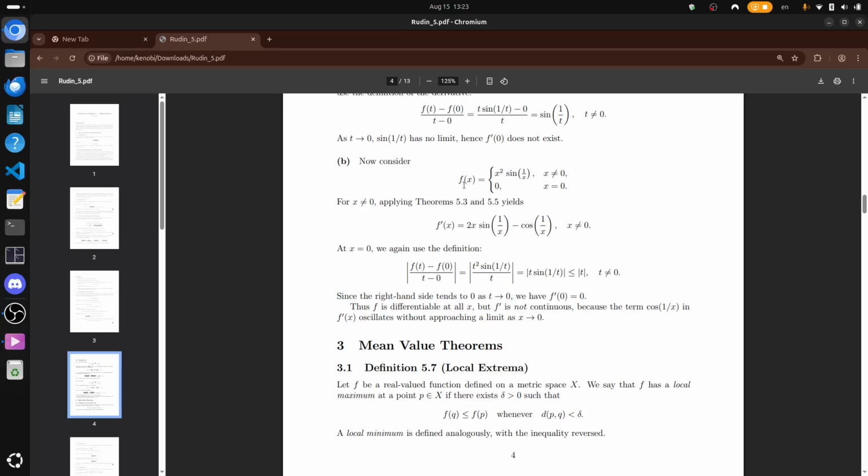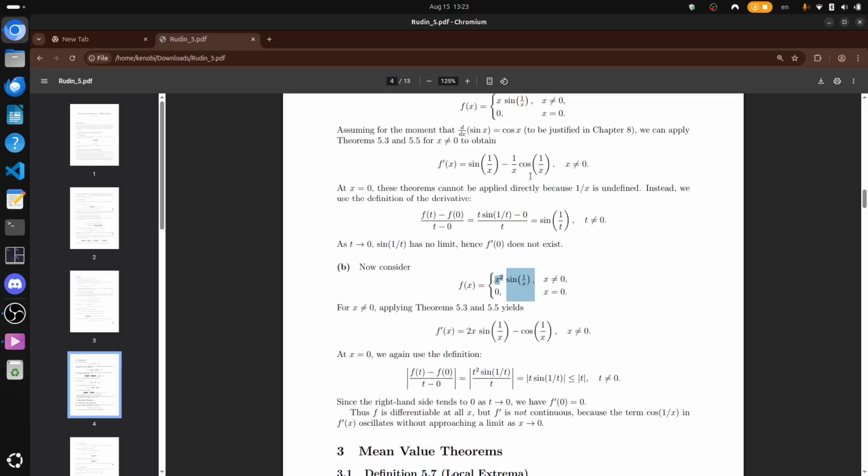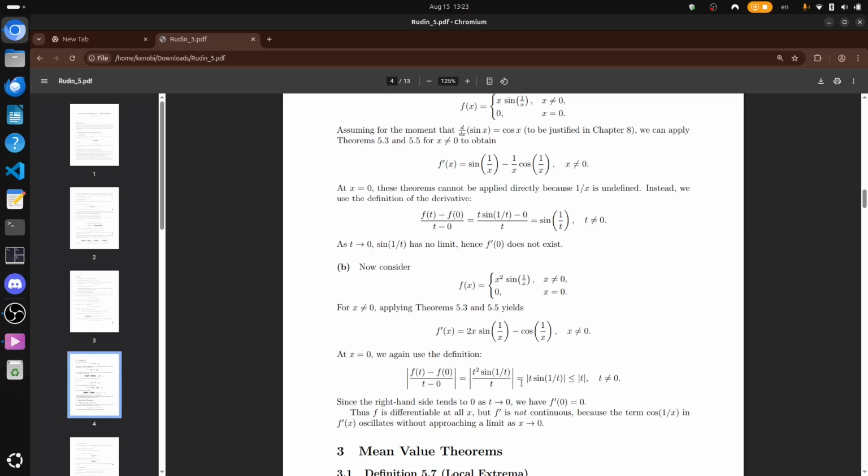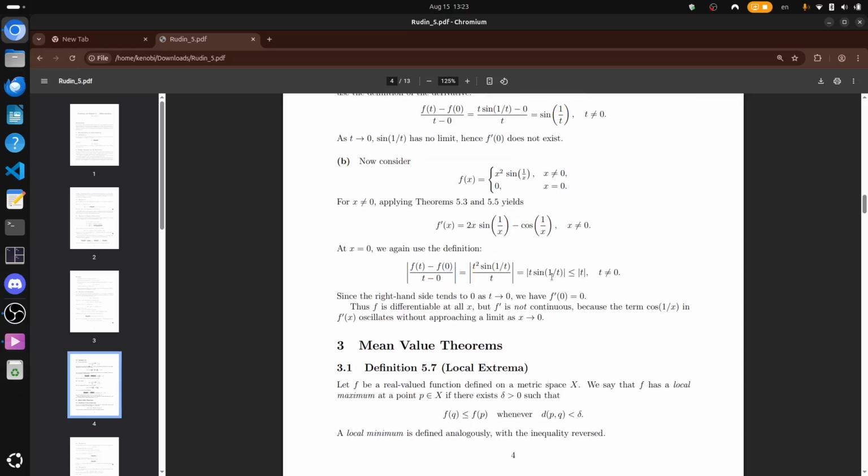Now here it's interesting, because the f prime of 0 does exist, but it's not continuous. So if you take the derivative over here, it's going to give you this, and using the definition of the derivative, it's going to give you this, and we know this is less than or equal to t. As t goes to 0, we have f prime of 0 equals 0, because the absolute value of the derivative is less than or equal to 0, so it means that it is equal to 0. But notice it's not continuous, because the term cosine of 1 over x in f prime of x oscillates without approaching a limit as x goes to 0, as you see.